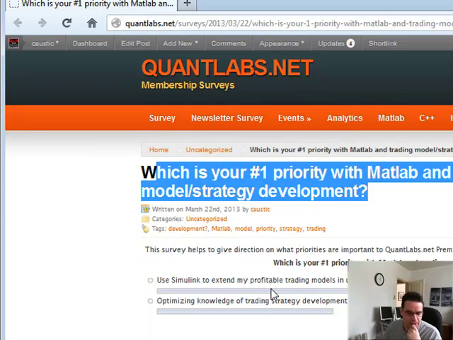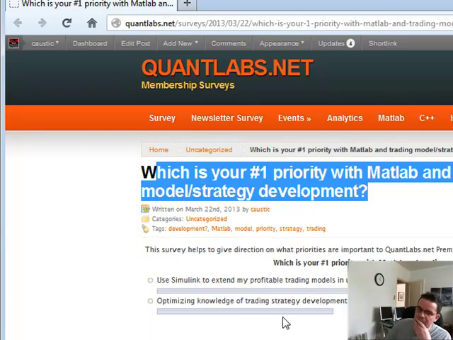Now, the reason I bring up Simulink is because I've gone on and on about it for the last 3 months. I might be one of the only guys out there talking about it, that yes, you can use MATLAB Simulink for trading. It's very sophisticated. I've given reasons why. Just go to the YouTube QuantLabs channel and do a search on Simulink.